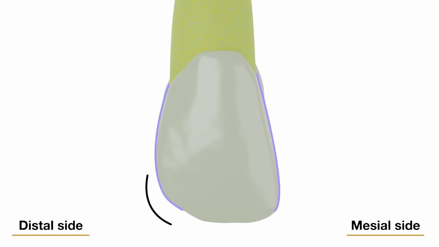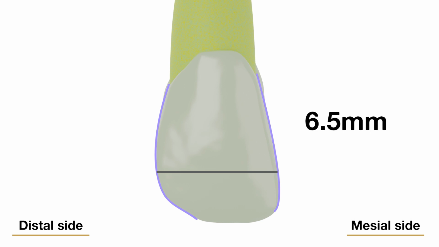The distal outline is more rounded than the central incisor, and the crest of curvature is more cervical, usually in the center of the middle third. The mesiodistal diameter of the crown is 6.5 mm, which is about 2 mm narrower than the central incisor. The mesiodistal diameter of the crown at the cervix is 5 mm.